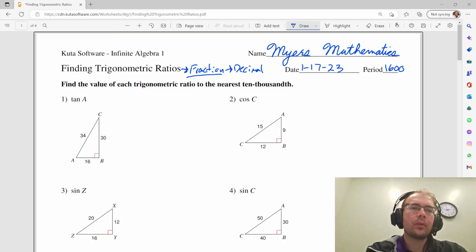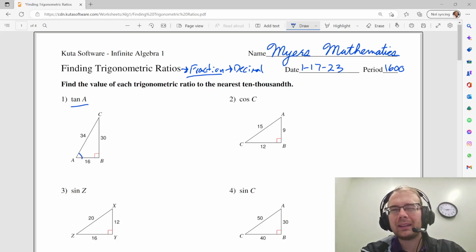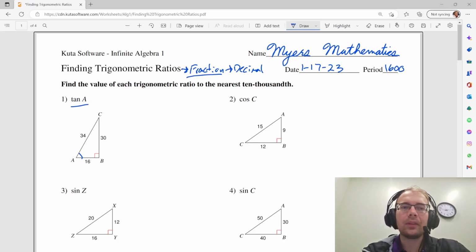But for number one, we have three sides. It's a right triangle, and we want to know what's the tangent of A. So A is right here. If the point is A, then the angle is also called A, at least for triangles. If you have more complicated stuff happening, then it might not be the case. But for triangles, the names of the angles are usually the names of the vertices if they give you the names of the vertices. So that's angle A.